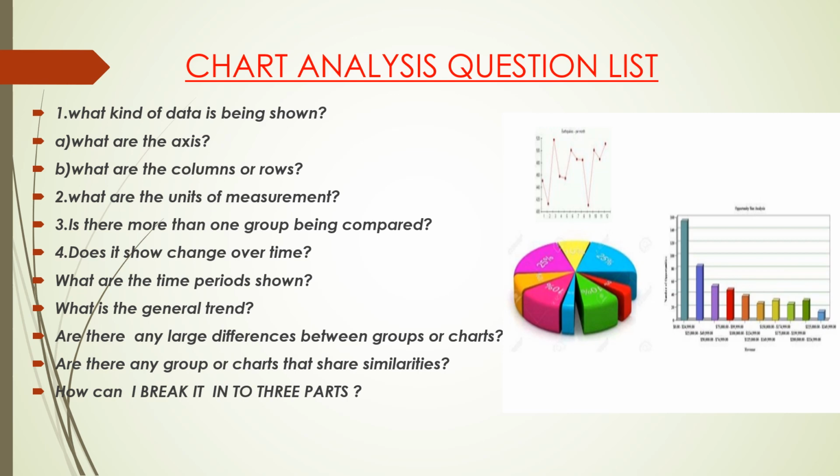What are the units of measurement? Is 1 centimeter equal to, like, is it in thousands or tens or whatever? Is there more than one group being compared? Does it show change over time? What are the time periods? Is it from the 19th century to the 20th century, or is it a period of 10 years, something like that?